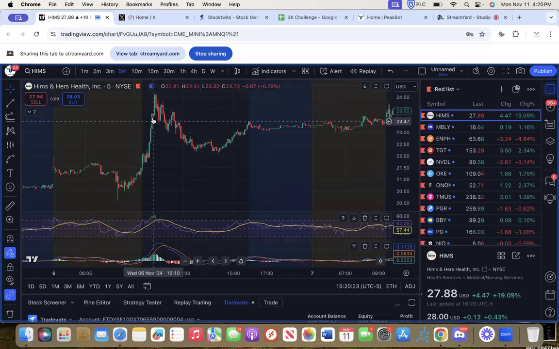So again, horrible entry right around here, right near the highs. Now what I should have done, because I was again still bullish on HIMS, is waited for something like this. Look how it came back in here. Okay, this was prior resistance. You could see it broke out of that.